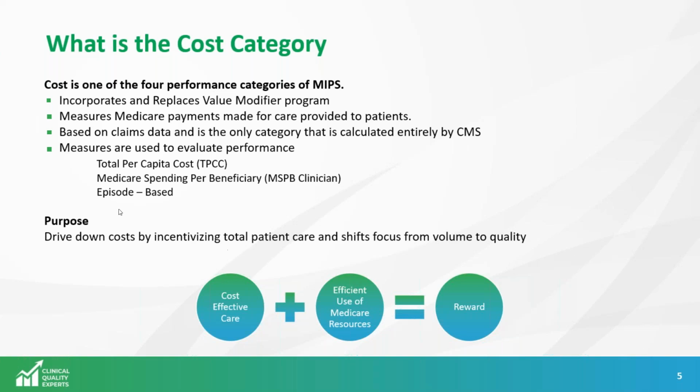All right. So as you see, measures that are used to evaluate performance: we have our TPCC, we have our MSPB clinician, and we have our episode-based measures. TPCC is a focus on the primary care docs. The MSPB clinician is a focus on inpatient hospital stays, and episode-based is focused on the specialty physician. So what's the total purpose of all of this? It's to drive down costs by incentivizing total patient care and shifts the focus from volume to quality.